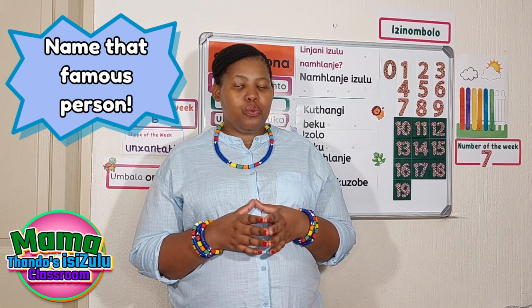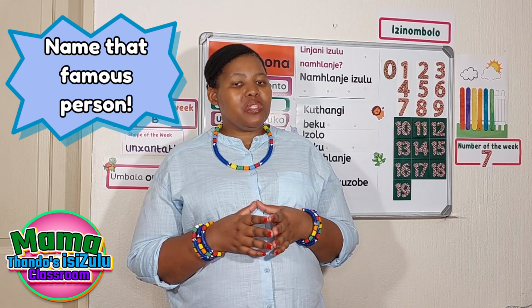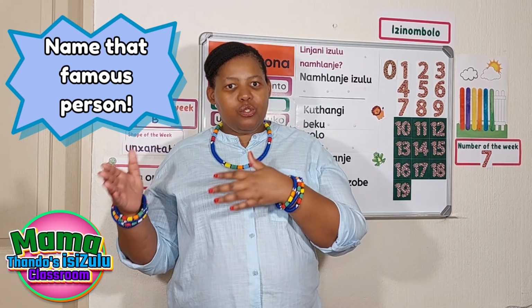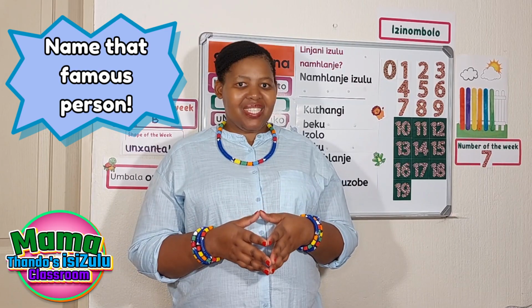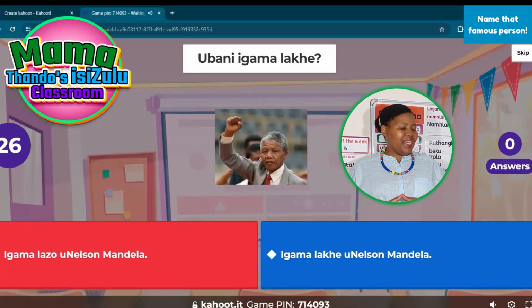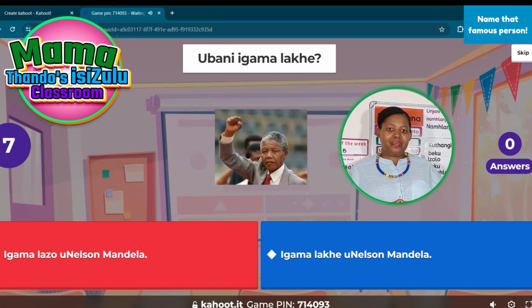I've got pictures here of some famous people. I'm going to ask you what their names are, and then I would like you to answer in a full sentence and say, his name is, and you say the person's name. Her name is, and you say the person's name. Let's start. Ubani igama lakhe? Did you say igama lakhe uNelson Mandela?